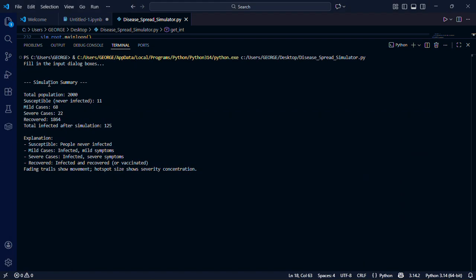After the simulation, I get a summary that gives me the total number of people I chose, number of susceptible people. Those are the people who were never infected but were prone to being infected, mild cases, severe cases, recovered, total infected after the simulation. So by all means, after the simulation, some people will still be infected based on my input. I also have explanation. What are susceptible, what are mild cases, severe cases, recovered. And I also have fading trails that show movement, hotspot size, and severity concentration. So basically, that's it for my code.